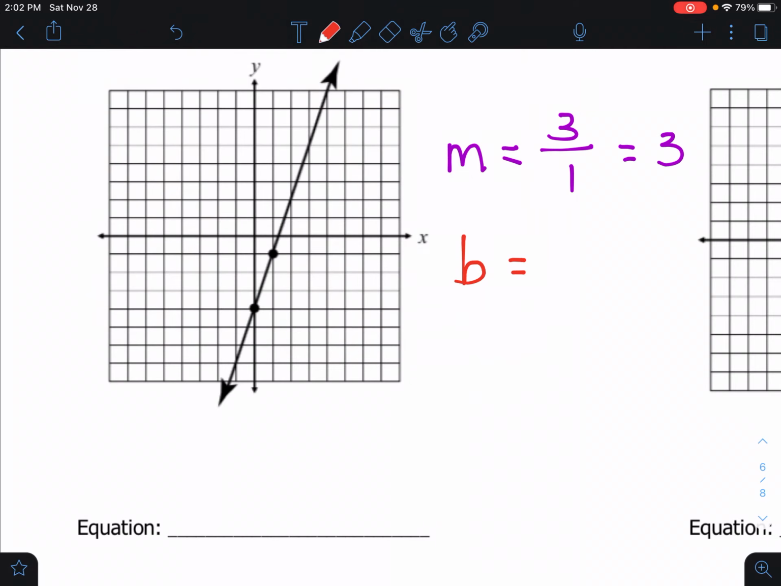b is the y-intercept, so it's where it crosses the y-axis. You'll notice the graph crosses the y-axis right there. So what number is that? That's down, thinking about starting from the middle there, down 1, 2, 3, 4 units. So that is -4.